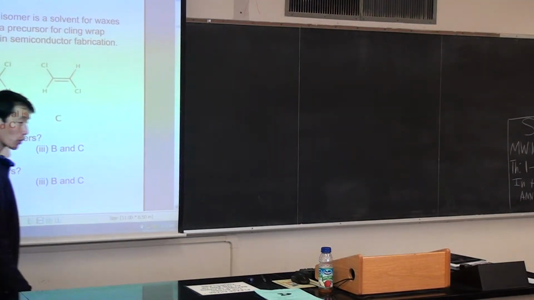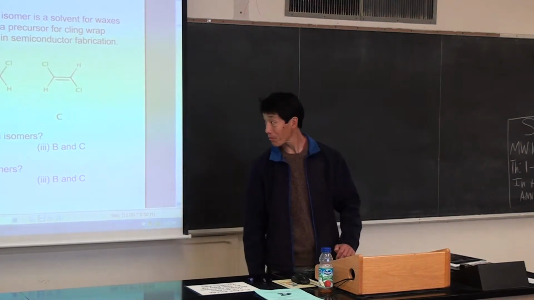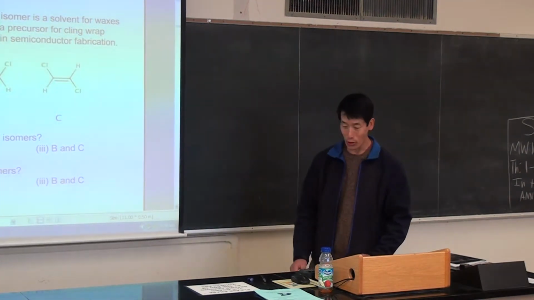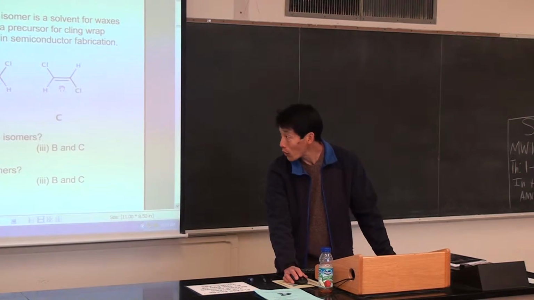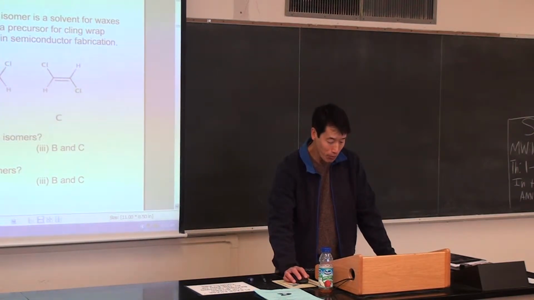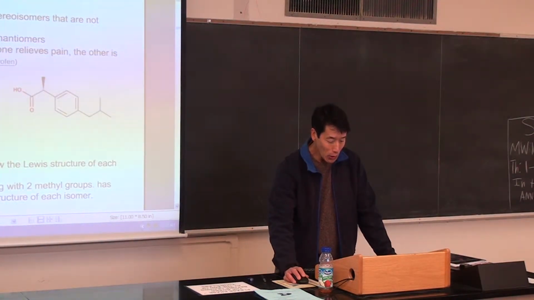Which one's the cis isomer? Yeah, so B is the cis isomer because the hydrogens are on the same side, and C is the trans isomer because the hydrogens are across from each other relative to the carbon-carbon bond. And we looked at enantiomers, which are mirror image isomers, which are not superimposable on each other. We also did two problems with the CTHAO and xylene.